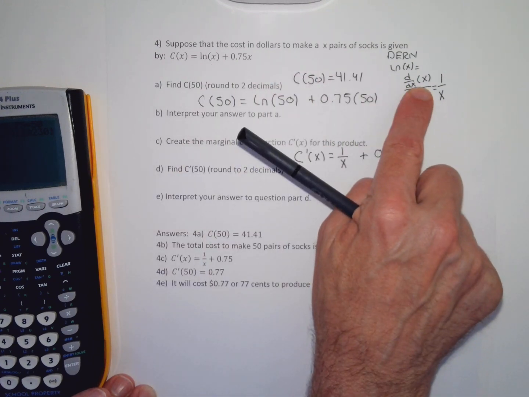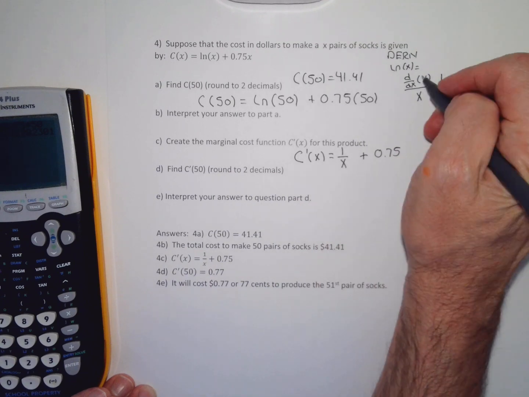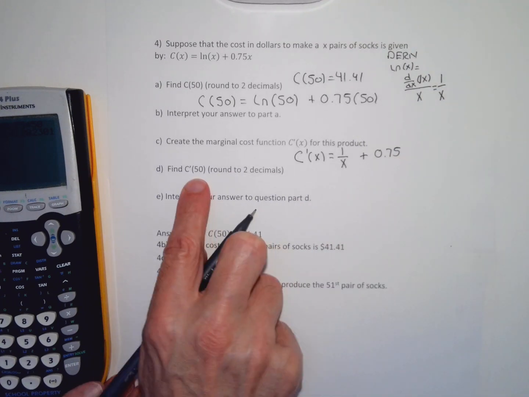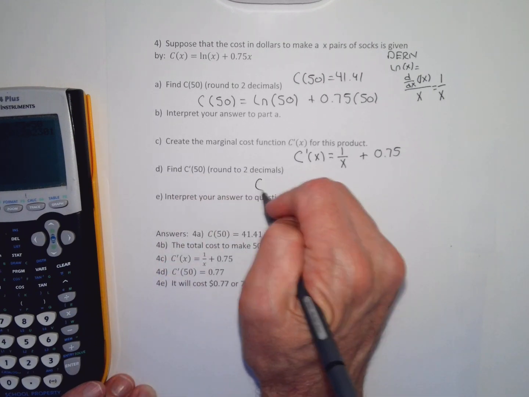The derivative of x, because it's the first power term, is its coefficient. It has an implied coefficient of 1. Now I'm going to evaluate the marginal cost function at 50.